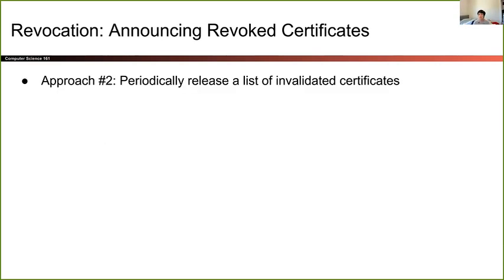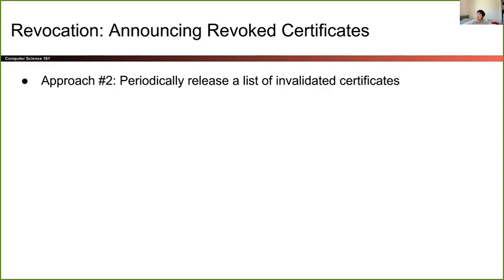But we still want some way of, let's say we just signed a certificate and then we realized, oh no, we signed the wrong public key. We still don't want that certificate being free to do whatever for 3 months. So what we're going to do is release a list of invalidated certificates every now and again. Question in chat, there's no need to change the CA public key, right?